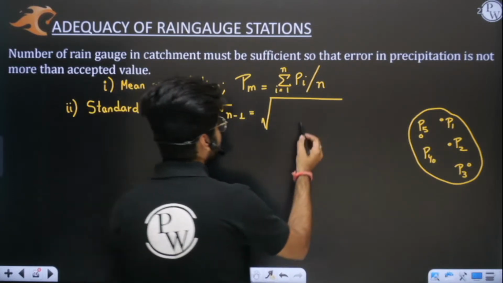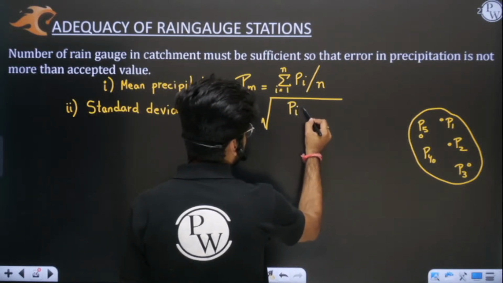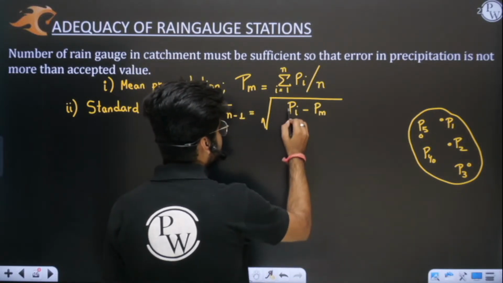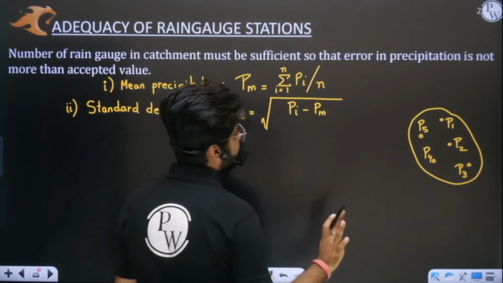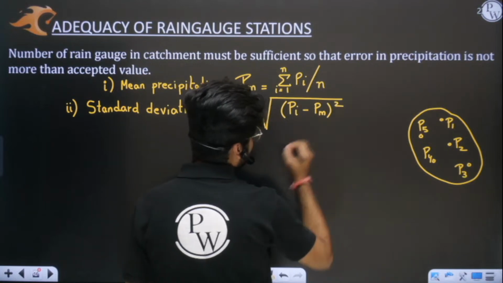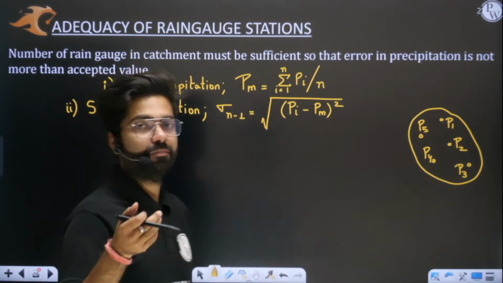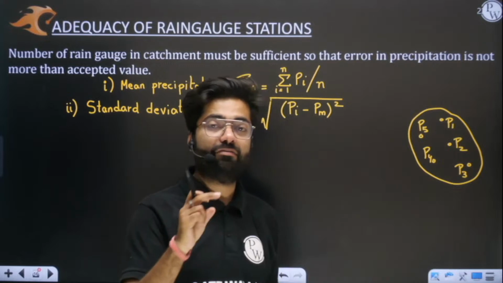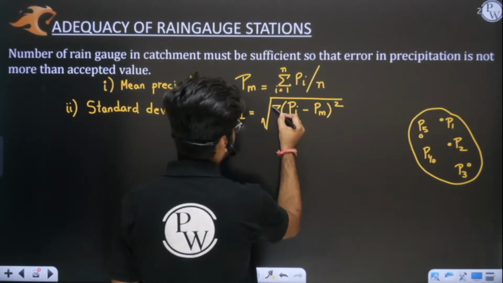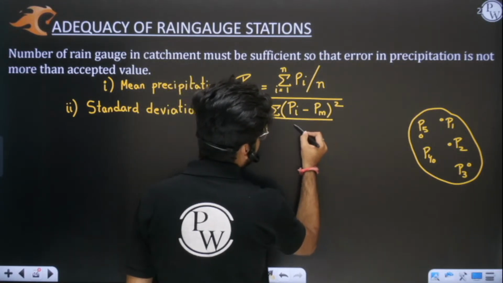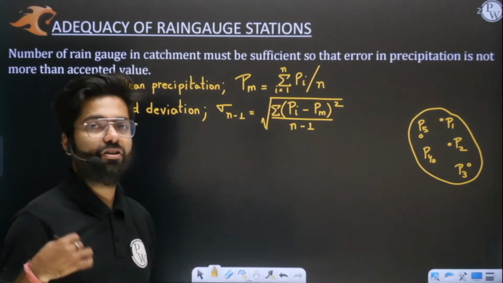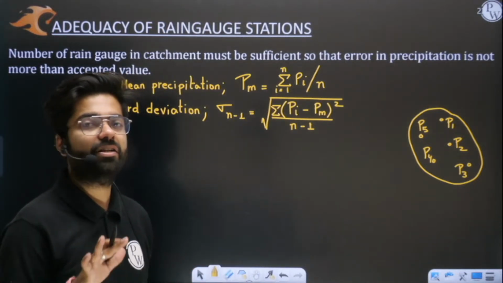So we have to subtract the mean from each and every value. First P1 minus mean, then P2 minus mean, P3 minus mean, like that. All the deviations will be squared. Whatever the difference between precipitations and mean, that will be squared, and all these squared deviations are summed up and divided by n minus 1. Don't worry, I will also solve a numerical with the help of which you will be able to understand it beautifully.